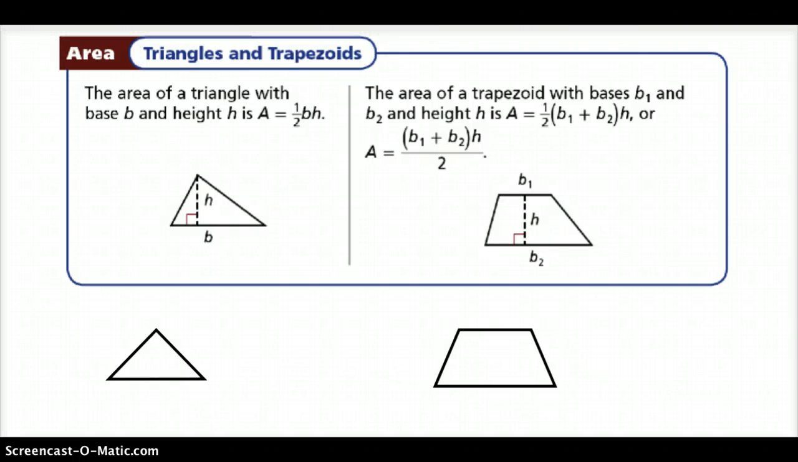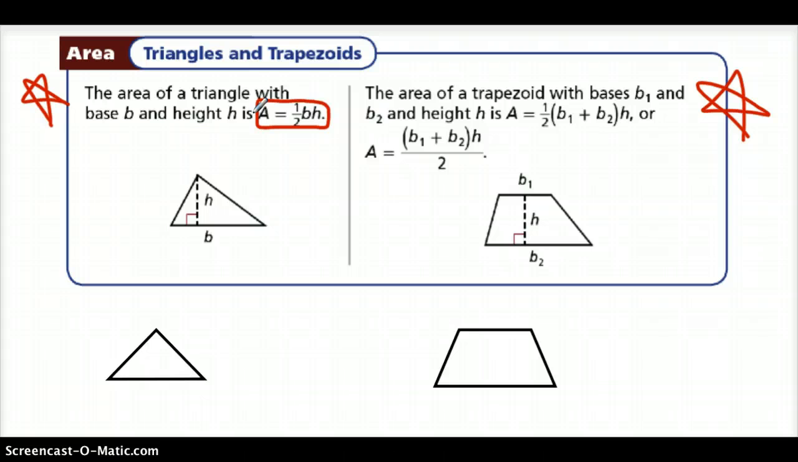Okay, let's look at a couple different formulas for triangles and trapezoids. So this one says that the area of a triangle with a base b and a height h is 1/2 times base times height. Or some of you in pre-algebra may have learned this as base times height over 2, which is obviously the same thing. This is something that you'll have to memorize. We can either memorize it or be able to derive it, which I'll show you in a second here.